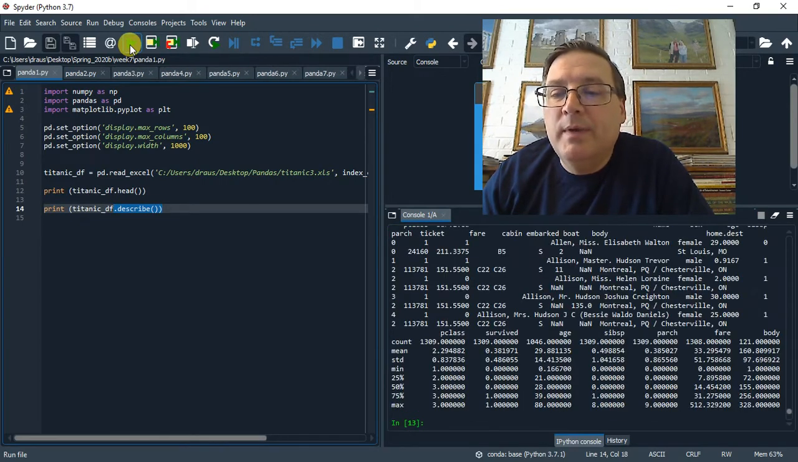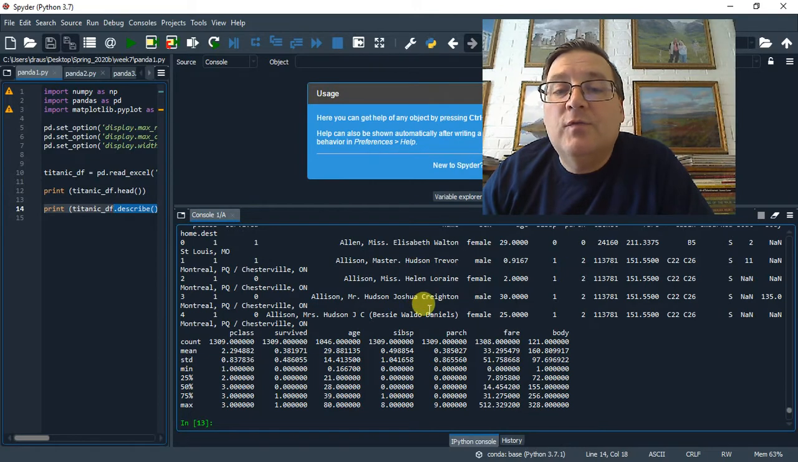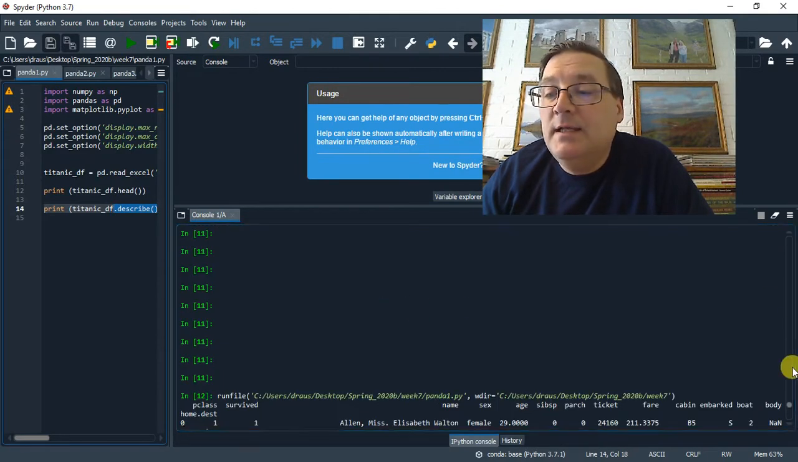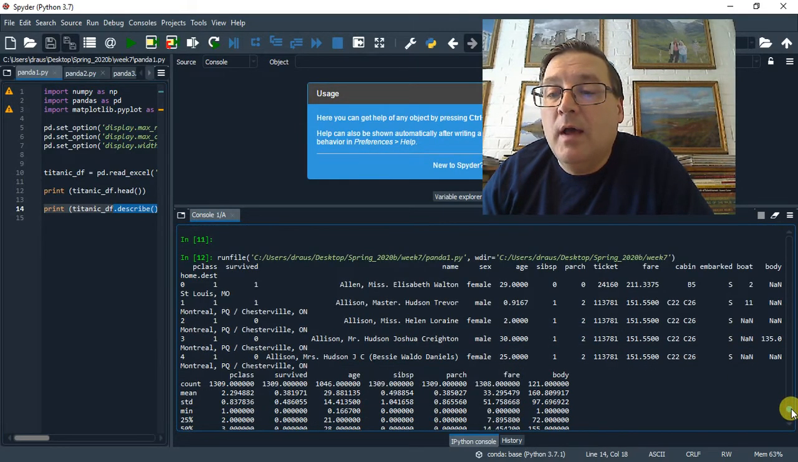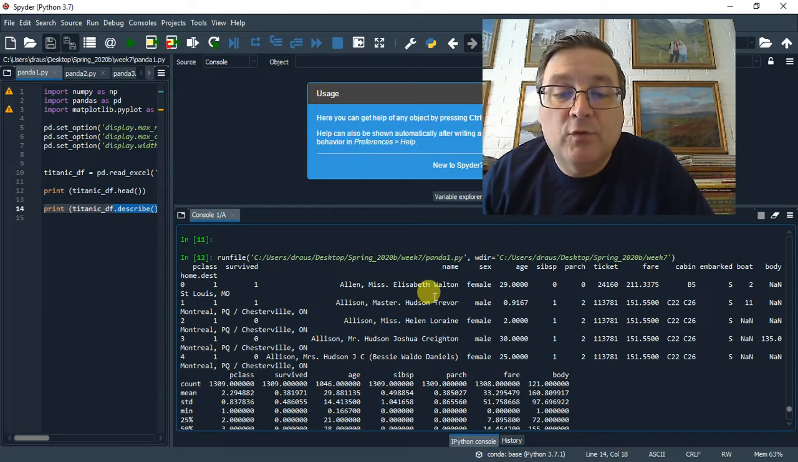So there we go. We read it in, and there's the first 5 records. So you can see we have the class of their ticket, whether they survived as a 0 and 1, name, sex, age, and then a whole bunch of information about how much they paid, what ticket number they were, what their cabin was, and that sort of thing.